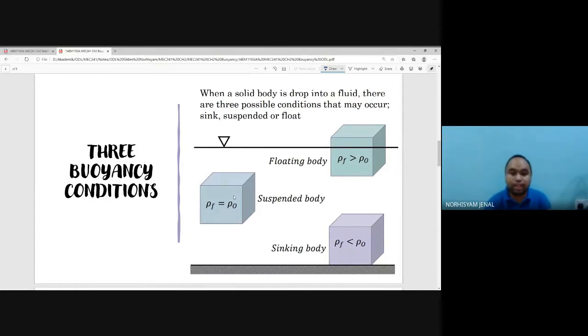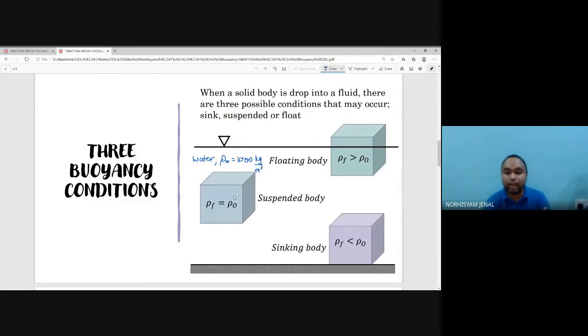First of all, assuming this is water, the density should be 1000 kilogram per meter cube. A condition will become a floating body when the density of fluid is higher than the density of the object. So if the object has a density, for example, 700 kilogram per meter cube, the body will keep on floating, because the density is much lower than the density of the fluid.